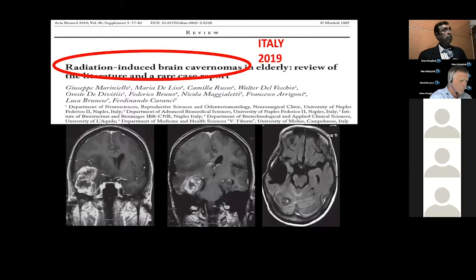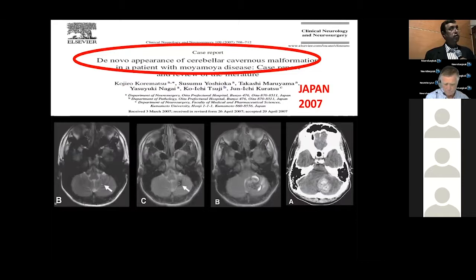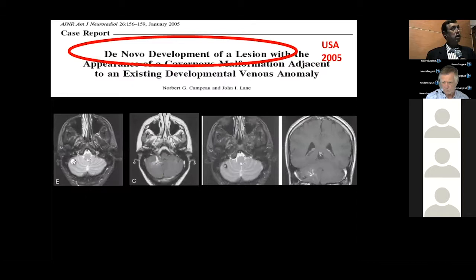So they are related to radiation. You give radiation for malignant tumor, for leukemias, for whatever hematological or brain tumors, and then you may develop cavernoma. Or you develop it, as I said, de novo. This is in Moyamoya disease. Another one, de novo, in existing developmental venous anomaly, the association which we mentioned. So they can be congenital, they can be hereditary, and they can be acquired.